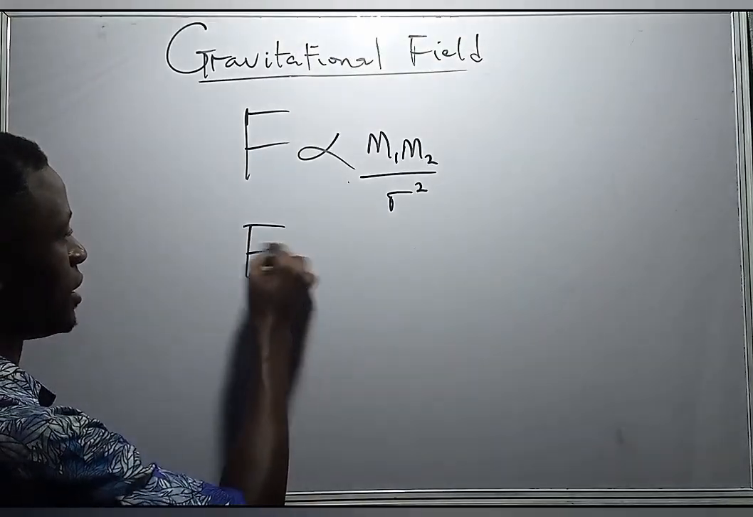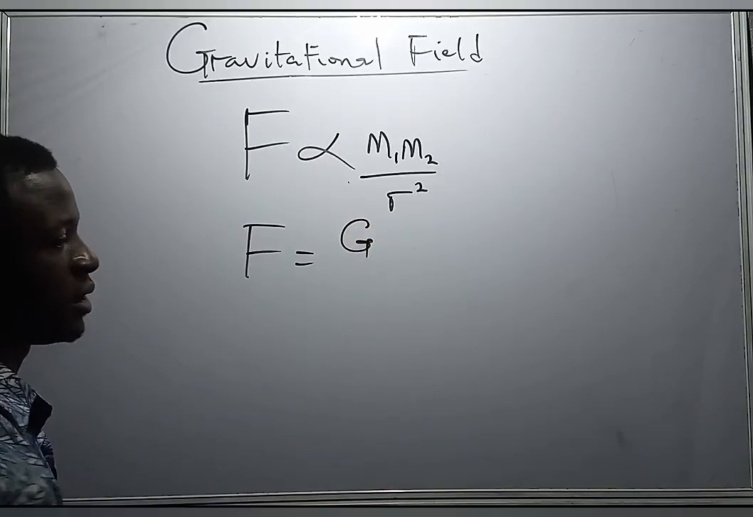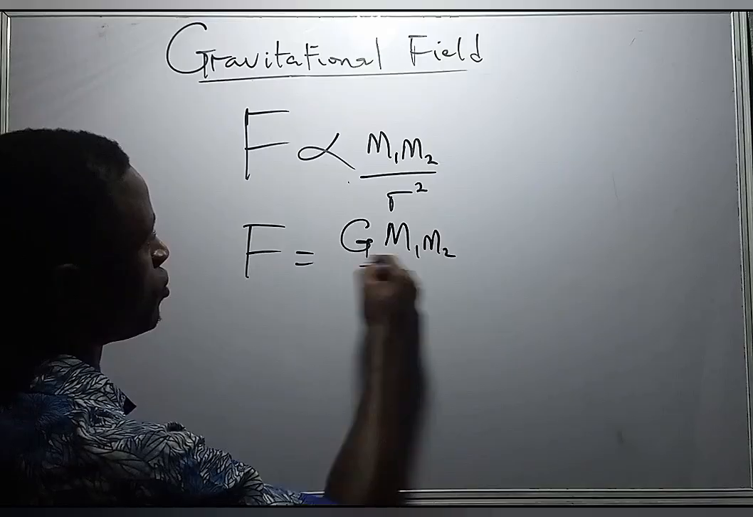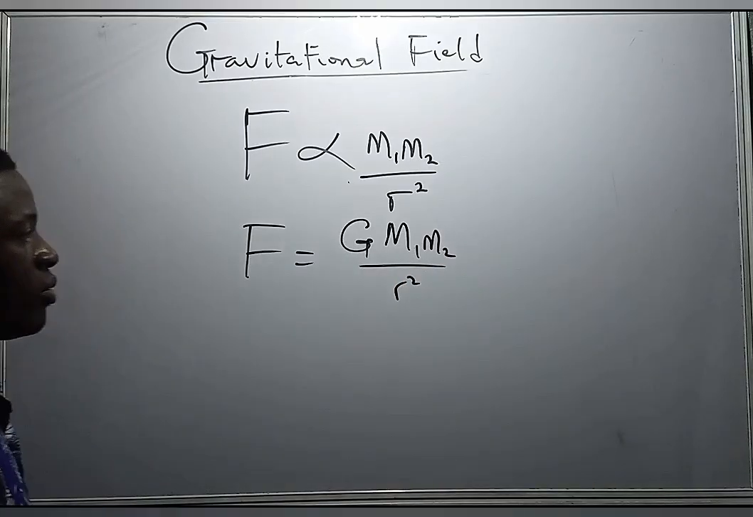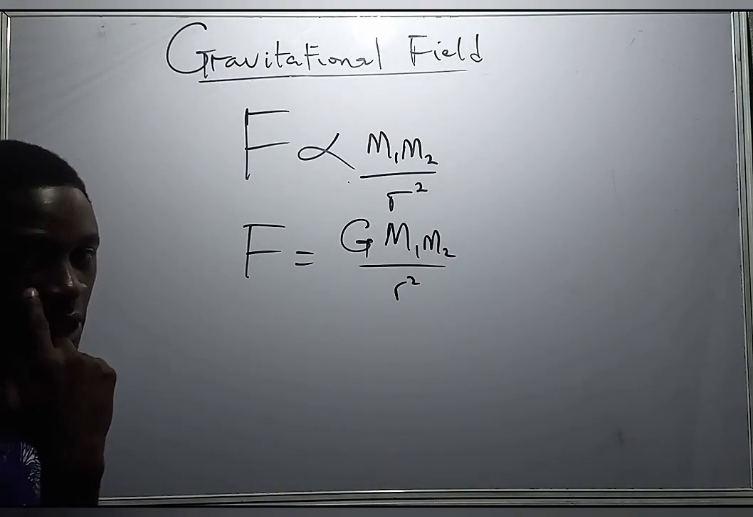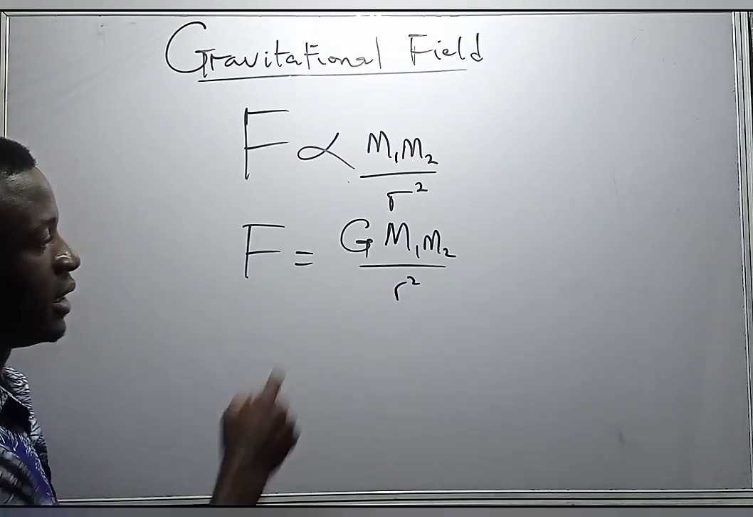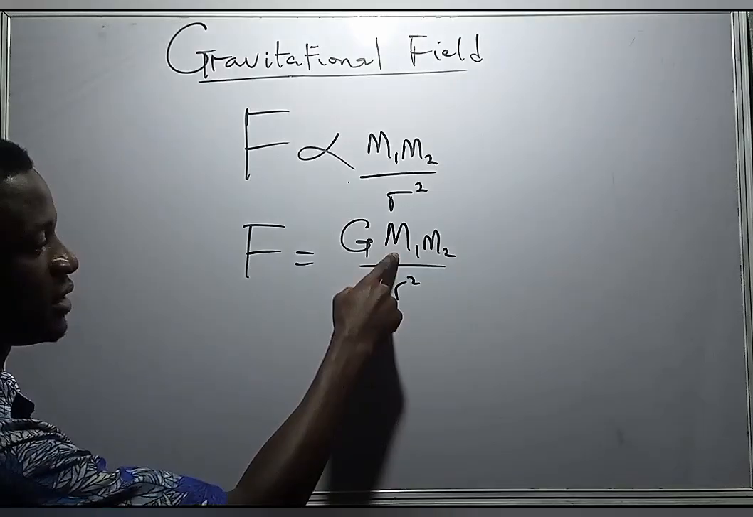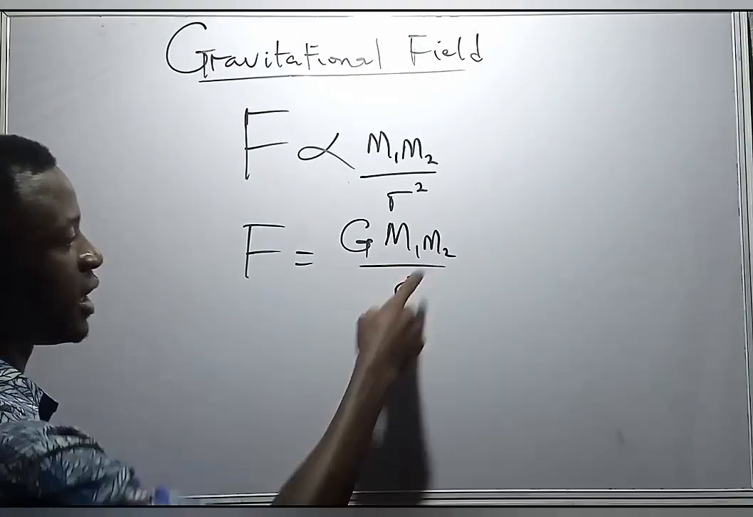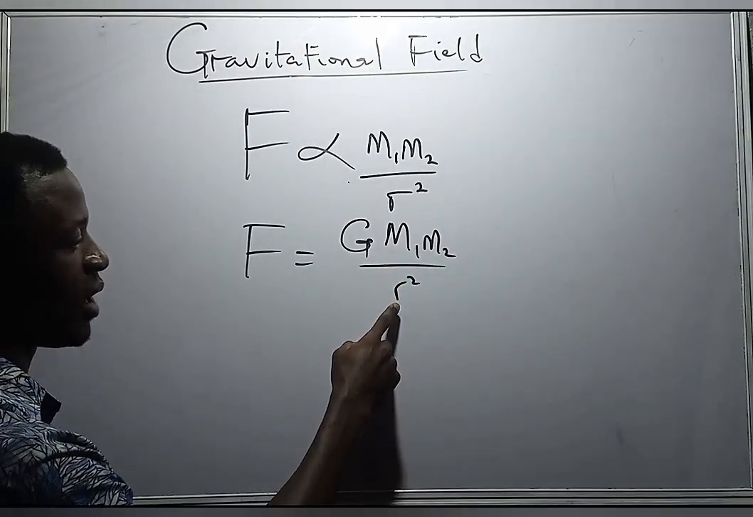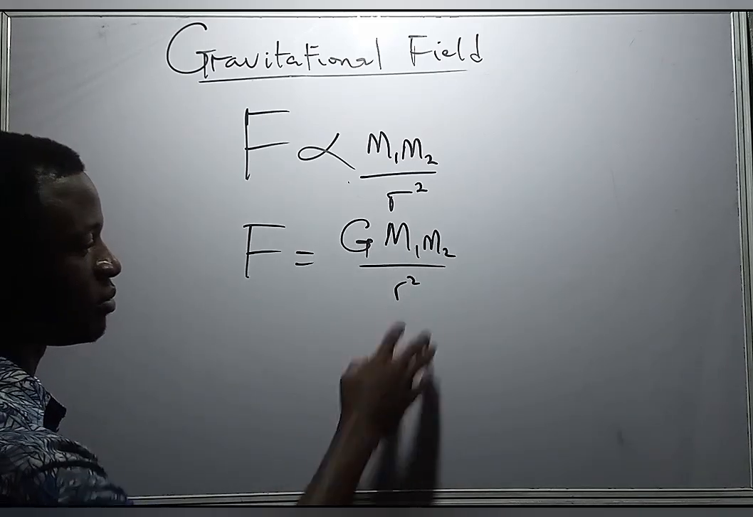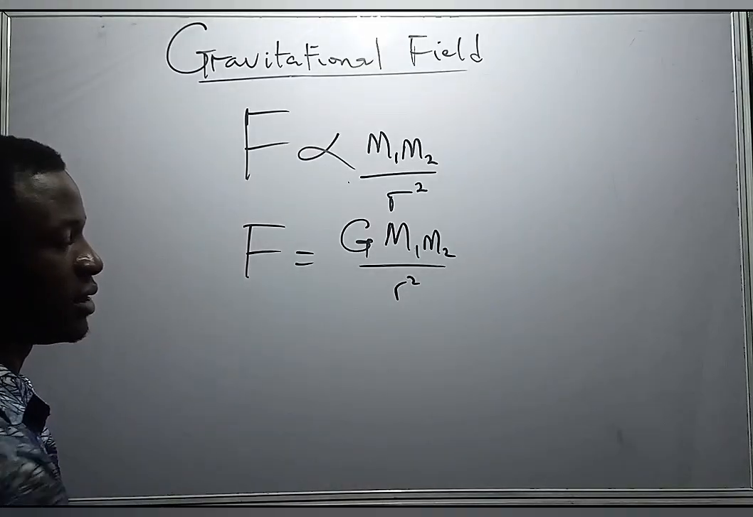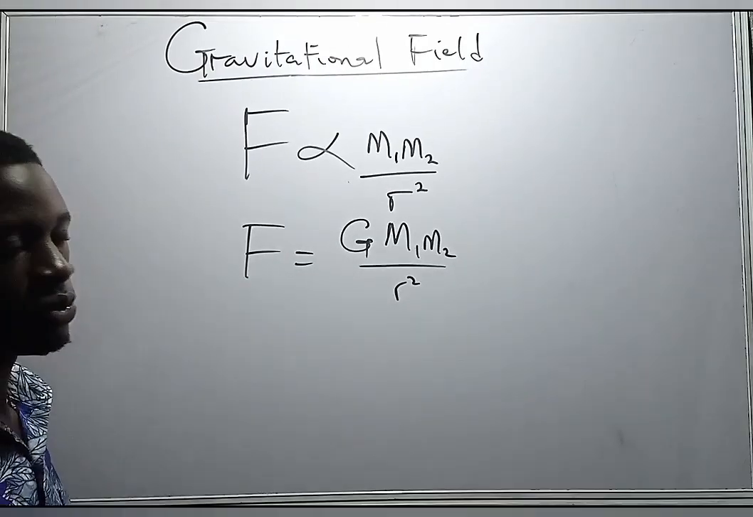So then we can say F equals, we replace the proportionality with G, then it becomes F = G M1 M2 over R squared, where F is the gravitational force between two objects, and G is the gravitational constant. So this is just a constant. M1 is the mass of the first object, M2 is the mass of the other object, while the distance separating the two objects is this R. So when you know all this, you can calculate the gravitational force between two objects.